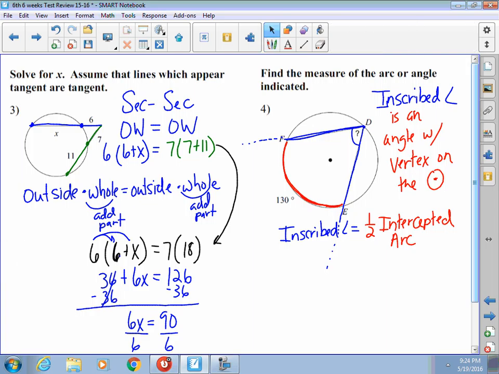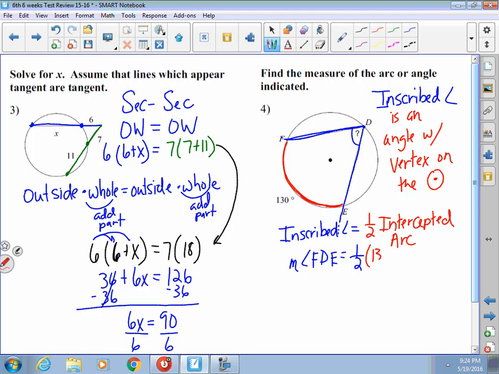for inscribed angle FDE. So the measure of that angle is half the arc that's inside of it, in between them. So I know the arc is 130, so our missing angle, the measure of angle FDE, is going to equal 1/2 of the 130. So basically, FDE is 65. Measure of angle FDE equals 65 degrees. Okay?